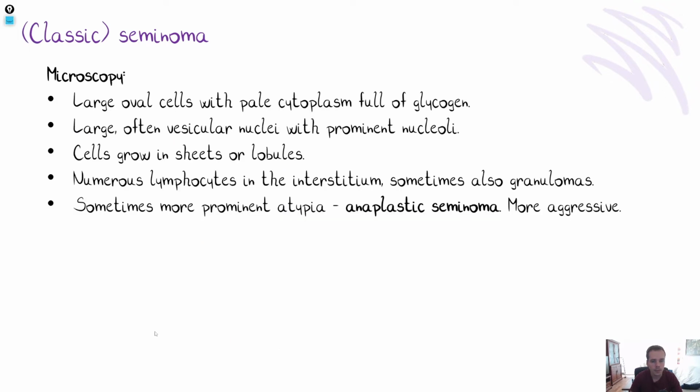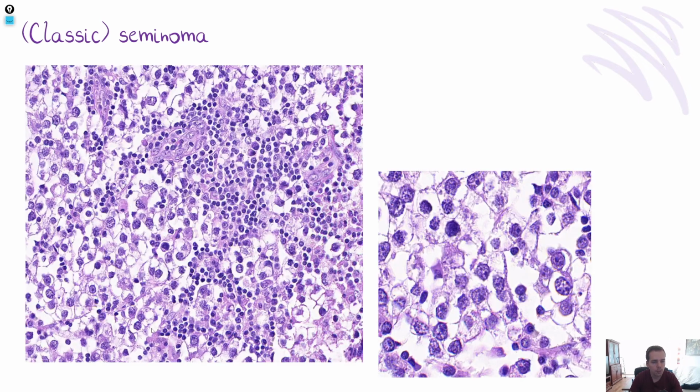And microscopy is like this. I will switch to the pictures, and the seminoma consists of cells with quite typical appearance. The cells are quite large. They are oval or polygonal, with large nuclei. They are quite bright, often vesicular, with prominent nucleoli. And the cytoplasm of the cells is very bright, almost clear.